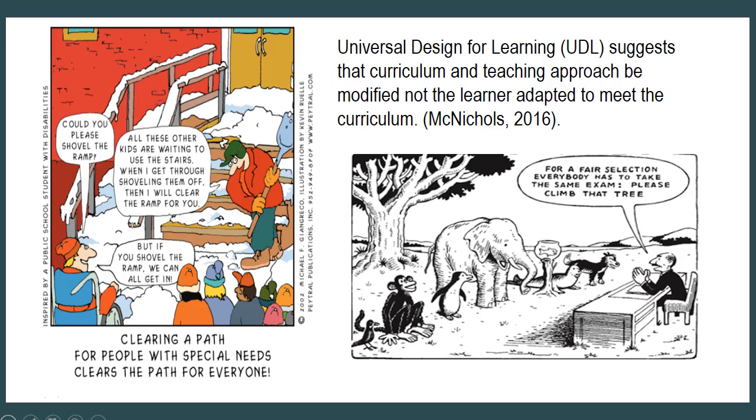The second cartoon I have here talks about equity, and it indicates that if there's a fair selection, everybody has to take the same exam. So your exam is going to be, please climb that tree. Well, in this example, probably the monkey could do it by himself. And obviously the bird wouldn't need to climb because it could just fly. But the elephant and certainly the fishbowl and the dog would definitely need some assistance or some accommodation.